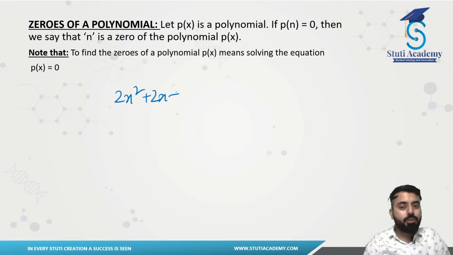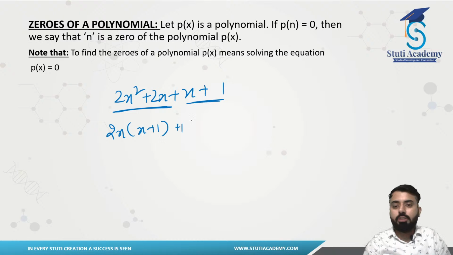2x square plus 2x plus x plus 1. Take common 2x from here, you will be having x plus 1. Take just 1 common here, you have x plus 1. So your factors are 2x plus 1, x plus 1.